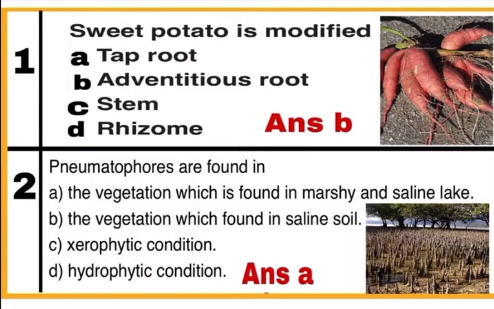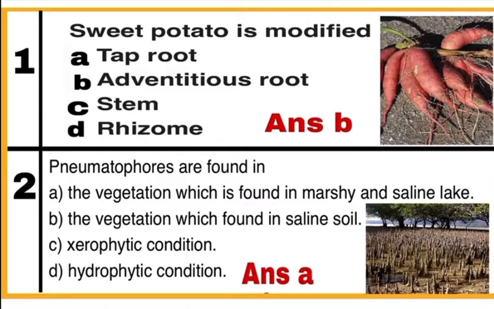Question number 1, sweet potato is modified. Option B, adventitious roots. Adventitious roots of sweet potato get swollen and store food material. Other examples of modified adventitious roots include cassava and dahlia. Note one important point: adventitious roots are roots which grow from non-root tissue of the plant. So, mark option B as the correct answer. Sweet potato is a modified adventitious root.